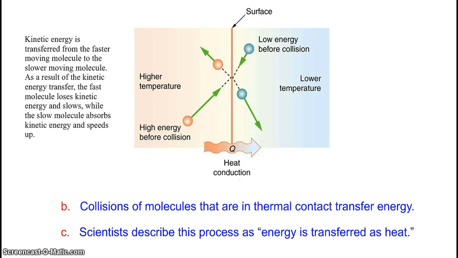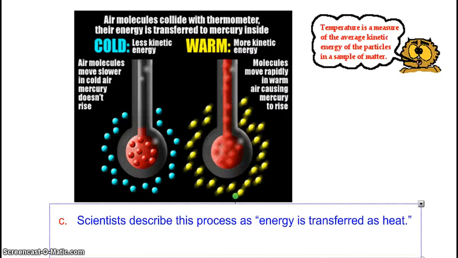Kinetic energy is transferred from the faster moving molecule to the slower moving molecule. As a result of the kinetic energy transfer, the fast molecule loses kinetic energy and slows, while the slow molecule absorbs kinetic energy and speeds up. Temperature is a measure of the average kinetic energy of the particles in a sample of matter.